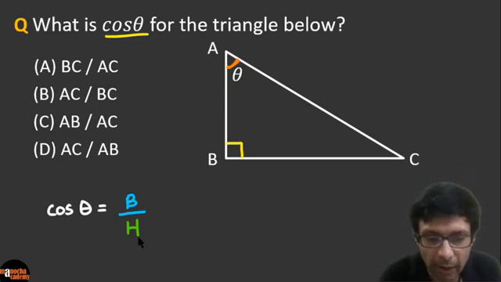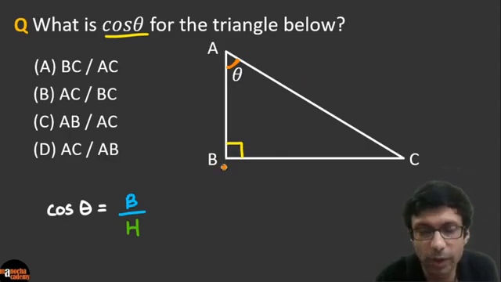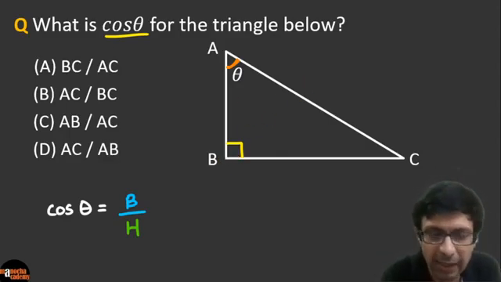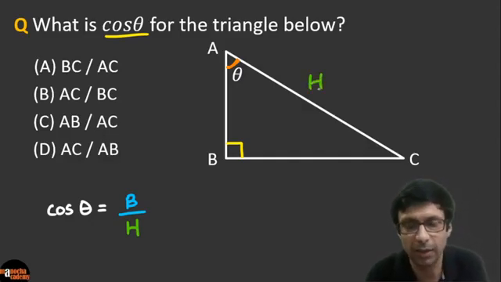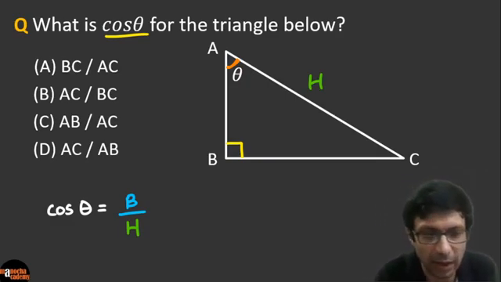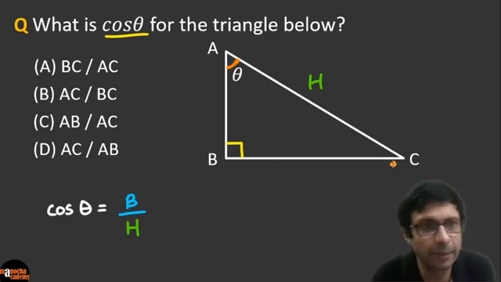So what is the hypotenuse here? The hypotenuse is clearly opposite to the 90 degree angle. You can see that AC is the hypotenuse, and let me write that here. This is our hypotenuse AC. Now guys, which one is the base? Is this the base, BC? What do you think is the base here?